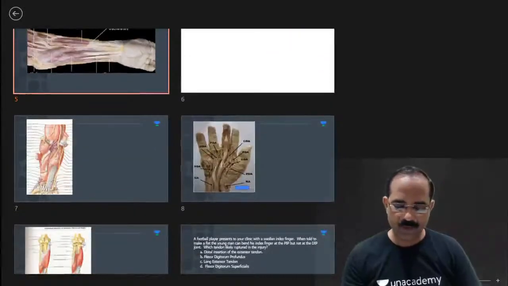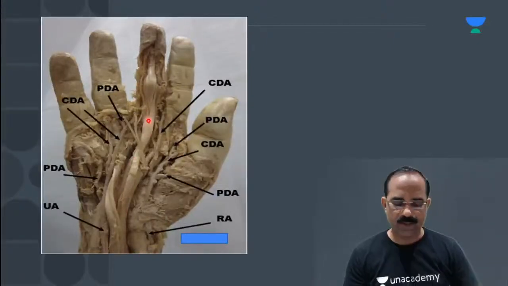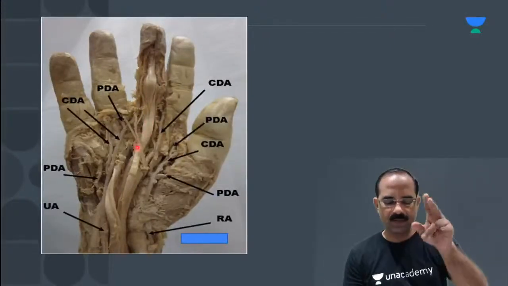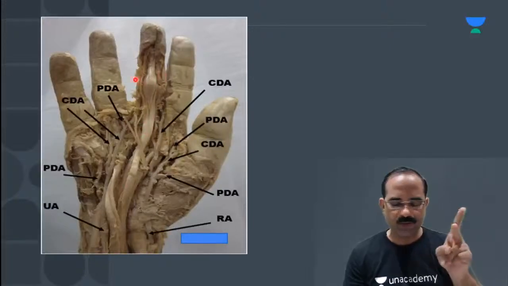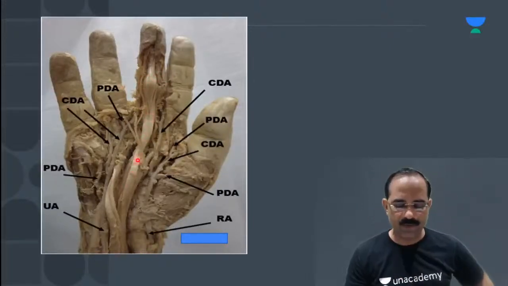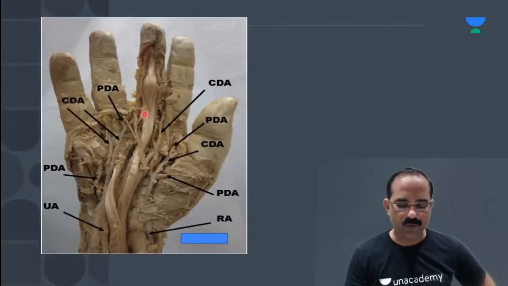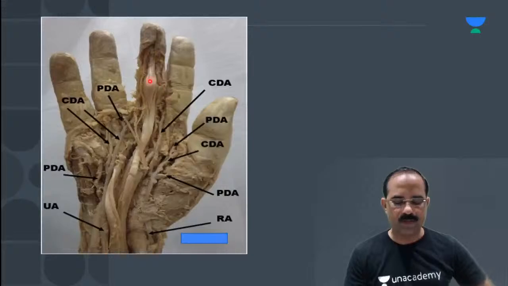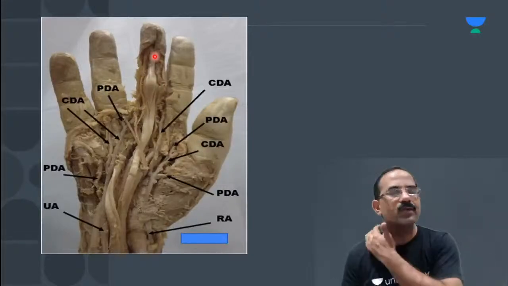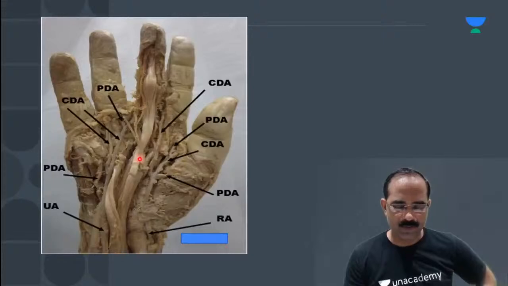Perfect. Now just look at this slide and tell me what this tendon is, which divides into 2 slips. Look at this. This tendon that you see divides into 2 slips and gets inserted into the base of the middle phalanx. This is the tendon of Flexor Digitorum Superficialis. And what is this tendon which is going and getting inserted into the base of the distal phalanx? That's the Flexor Digitorum Profundus. This will be the profundus, and this is the superficialis.